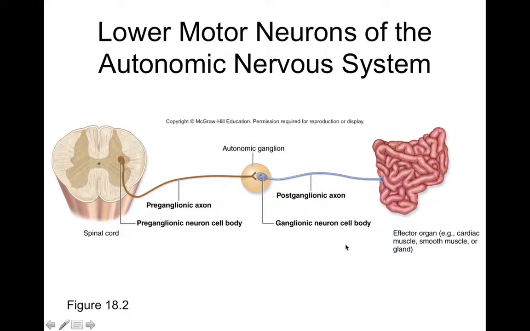Yeah, I like that. To maybe stimulate muscle contraction to push food through. Exactly. But are you always stimulating muscle contraction to push food through? No. So what else could this do? It could inhibit it. You're right. It could stop it. It could prevent it from contracting.